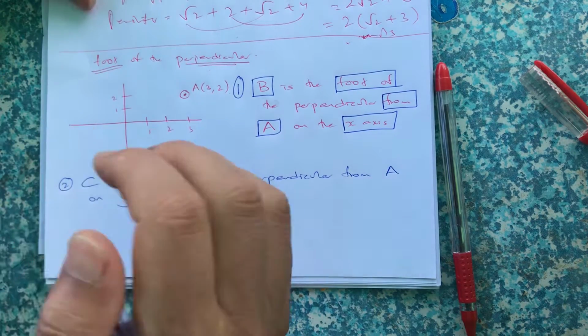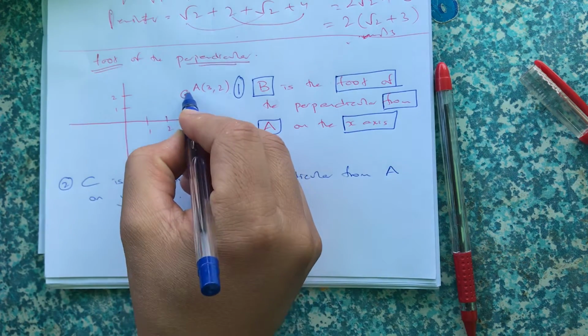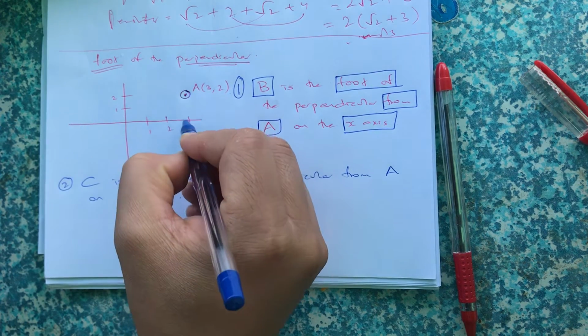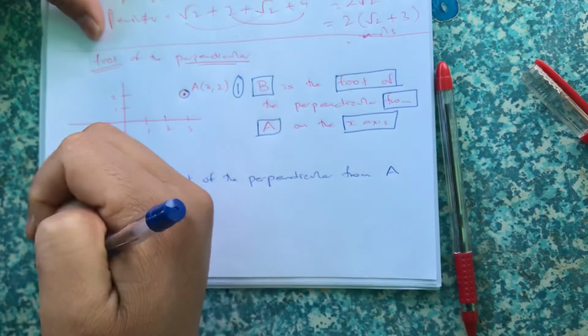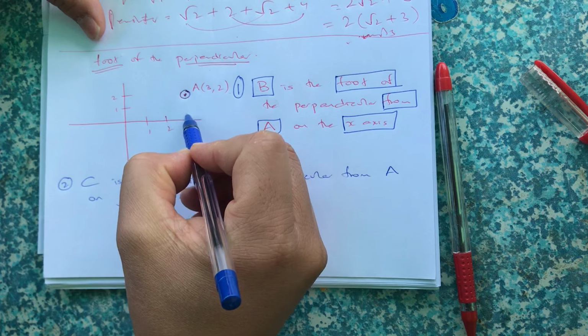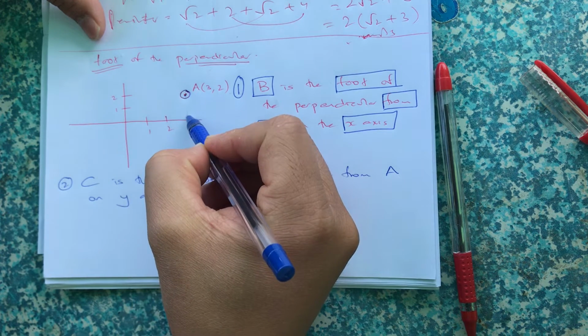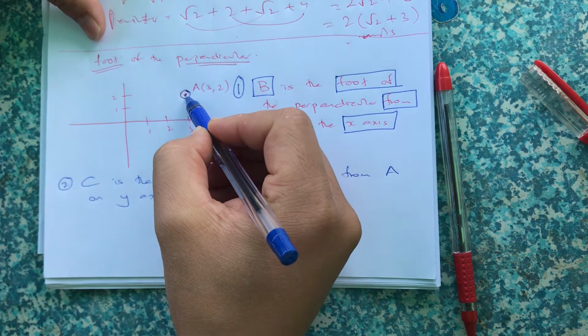Let's say, for example, there is a point A at 3 comma 2. This point has already been plotted. Now, from A, I can draw two perpendiculars. One perpendicular I can draw towards my x-axis. So if I draw a straight line down over here, then that will be called what? The perpendicular from A, where?